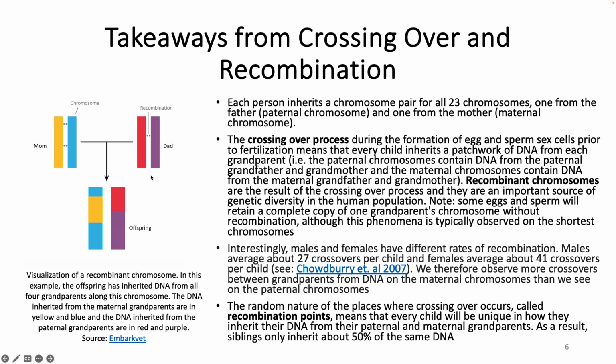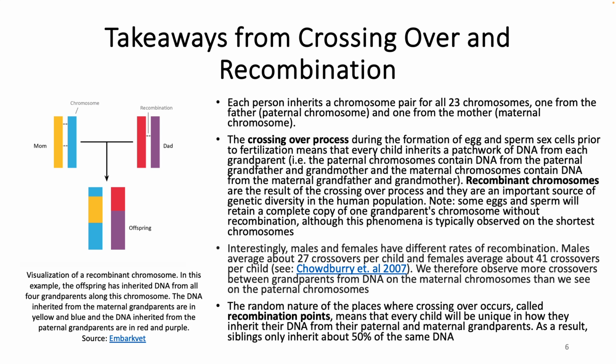All right, so the random nature of the places where crossing over occurs, now these places where the crossing over occurs, we call these recombination points, and we'll get back to recombination points. But it means that every child will be unique in how they inherit their DNA from their paternal and maternal grandparents. It's all random, so some parts one child will be red here, and other parts maybe another child would get purple here on the top. And so because of the randomness of the inheritance of the DNA from the paternal and maternal grandparents, siblings only inherit about 50% of the same DNA.